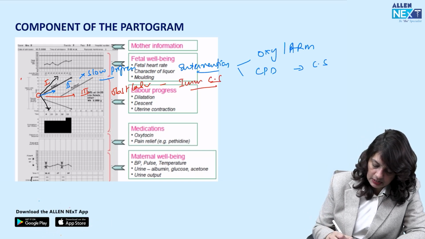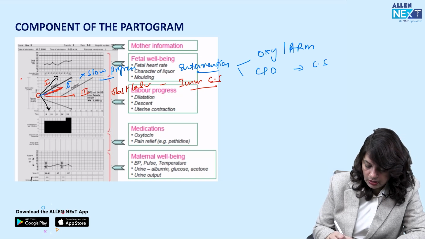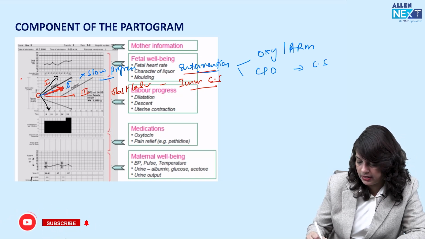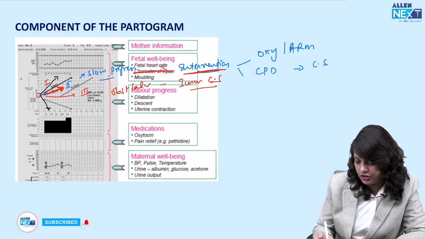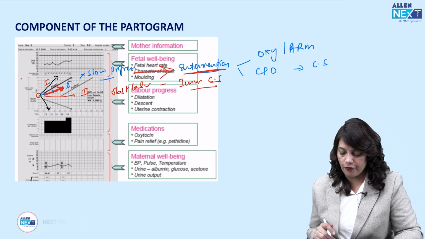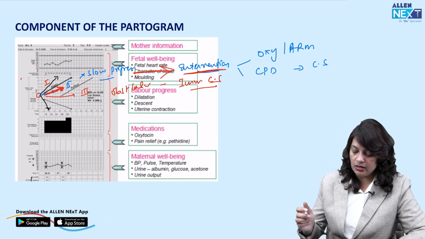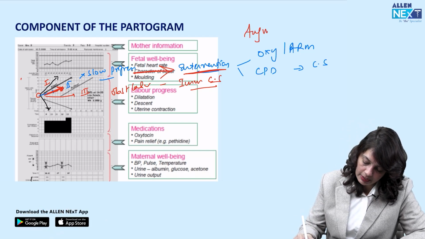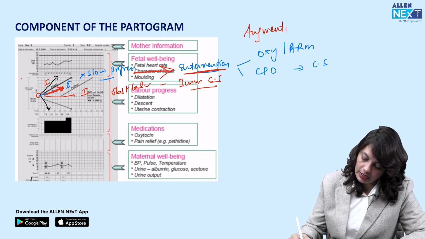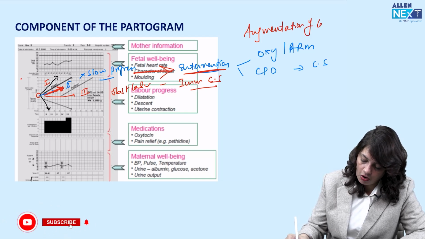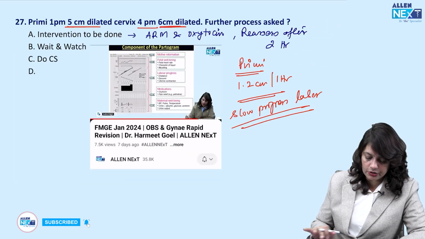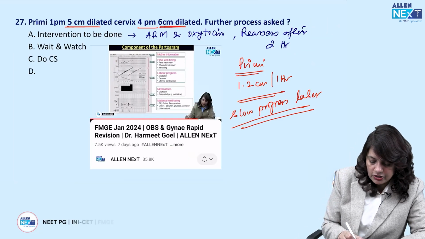In this case, the graph is in zone 2, where there is slow progress, so intervention has to be done in the form of oxytocin or ARM, that is medical or surgical augmentation of labor. It is not induction, it is augmentation of labor. So according to this question, the intervention has to be done.